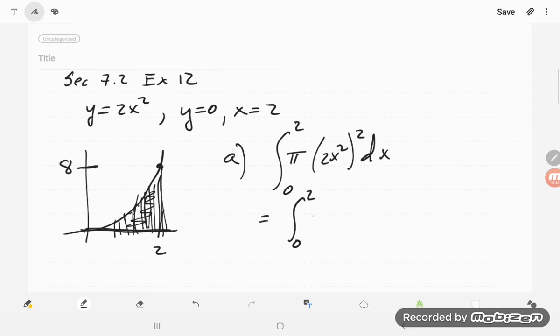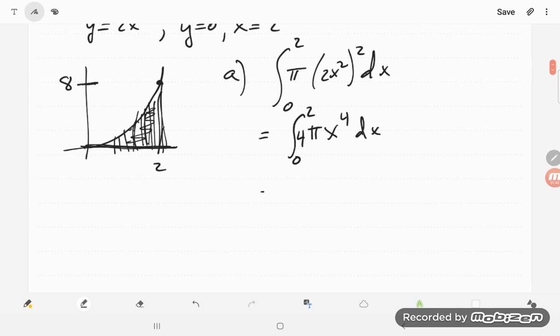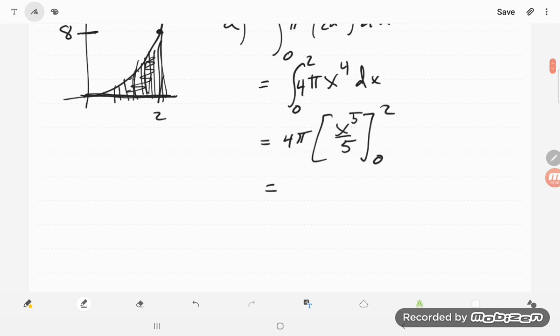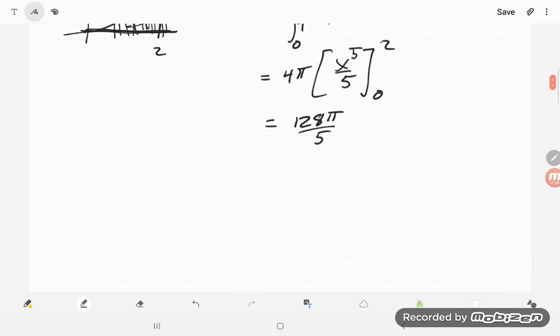Integral from 0 to 2 of pi, and we get 4 x to the 4th dx. And so that is our 4 pi times x to the 5th over 5 from 0 to 2. Well, that's 32 over 5. 32 times 4 is 128. So we get 128 pi over 5. So that's part A with that integral.